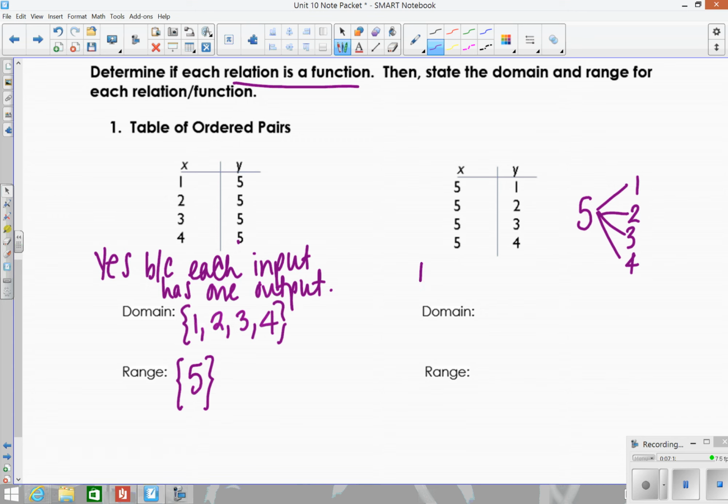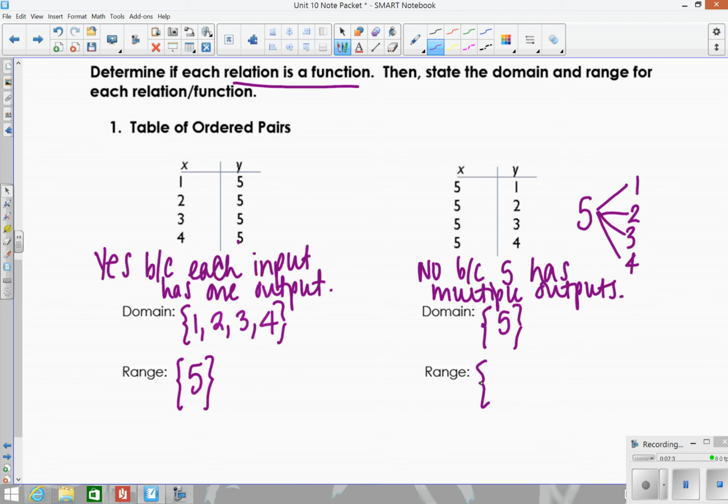So this would be no, because 5 has multiple outputs. So the domain, the only input we have, even though this isn't a function, the only input would be 5, and then the possible outputs for this relation are 1, 2, 3, and 4.